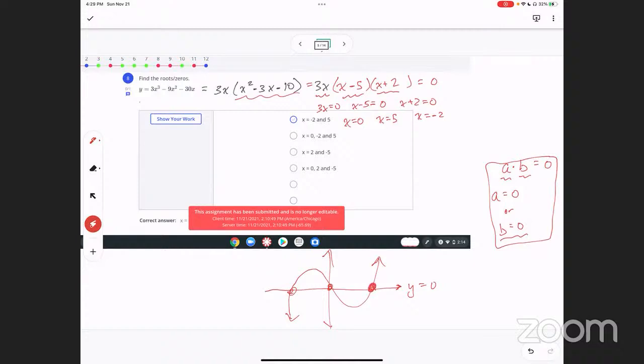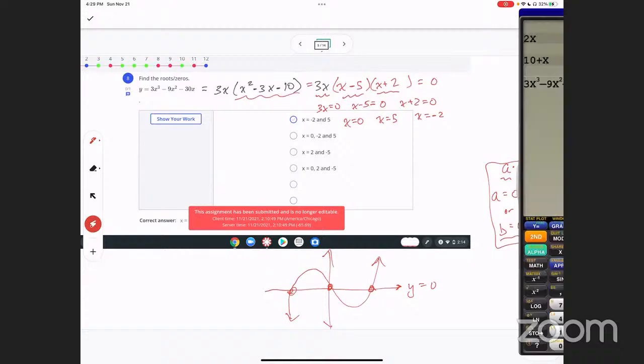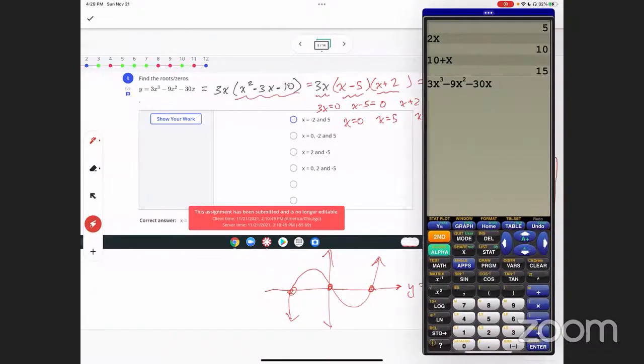What do I want it to be? What do I want the y to be? 0. Yeah, I want it to be 0. Do you see how I've set it equal to 0? So watch, when I hit enter, what should I get? 0. There you go.